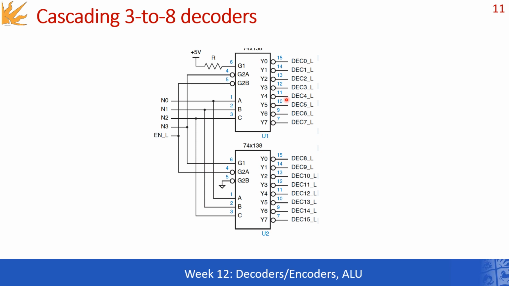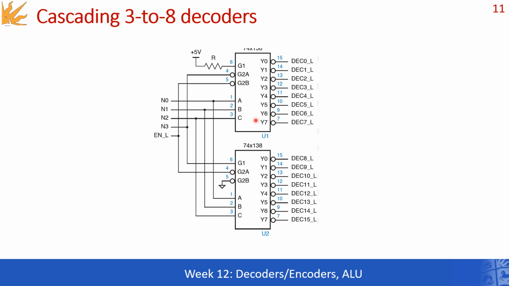The most significant of the bits, in other words N3, defines the following. If N3 is equal to 0, then the higher decoder, U1 over here, is enabled. So if it is 0, it will be negated and passed here as input, which is going to make the first decoder enabled.